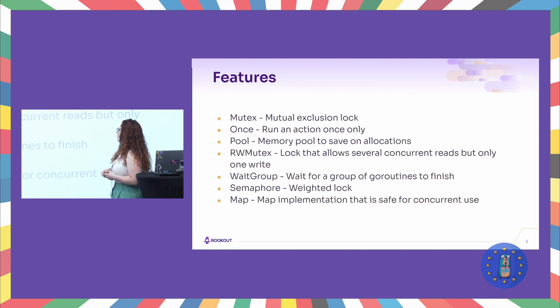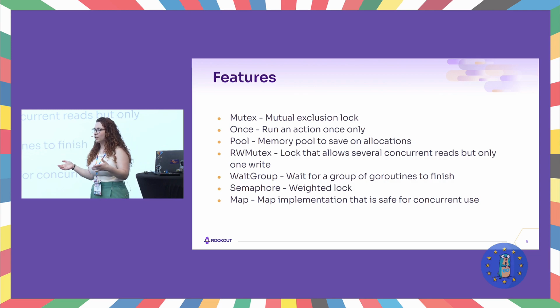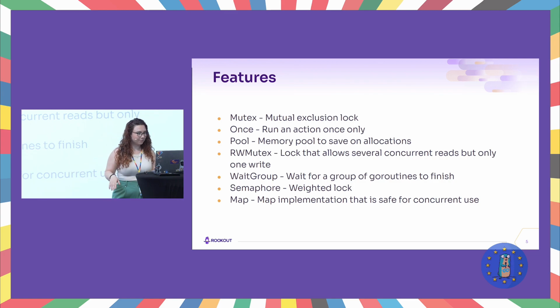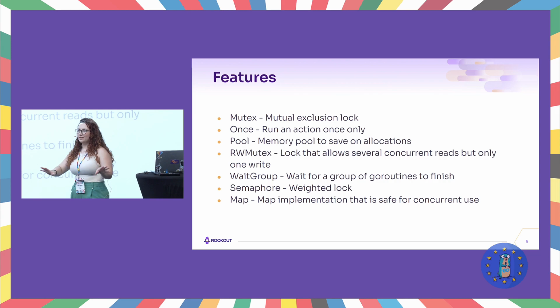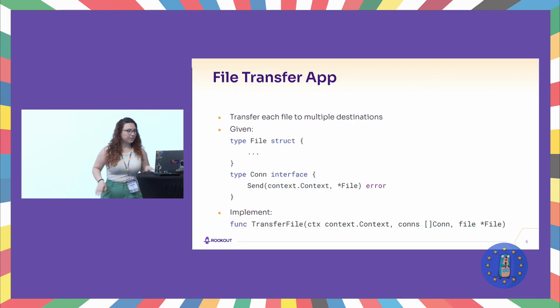We have WaitGroup, which will just wait for a group of Go routines to finish. So if we have a task and we want to split it into subtasks and run it concurrently, we can have our primary Go routine wait for all the task Go routines using WaitGroup. We have a semaphore, which is a weighted lock. And we have a sync.map, right? It's not the regular map. It's a concurrent, safe implementation of map in the sync library. Cool. Right? Awesome. And before I even tell you what feature we're going to talk about first, let's start with an app. OK, we're going to have a file transfer app.